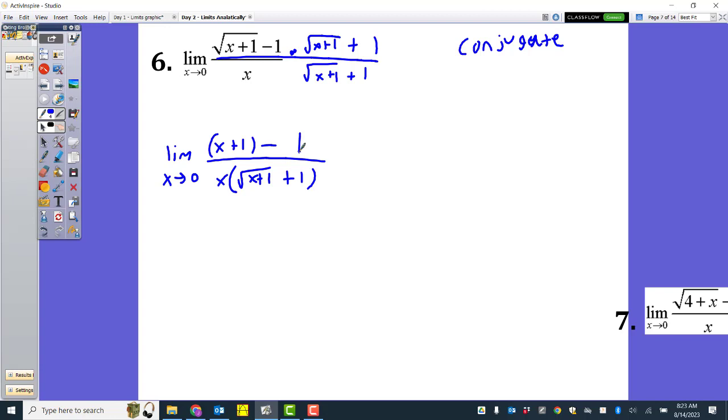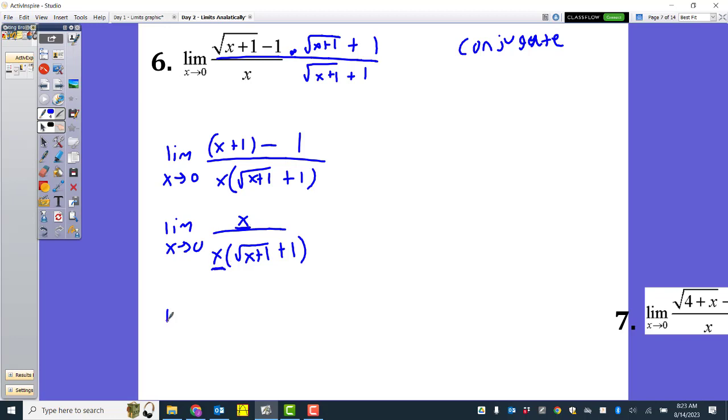Now, we still cannot plug in 0. If we visually look at this and think if we plug in 0, we still have a 0 in the denominator there. So let's simplify. Limit as x approaches 0, plus 1 minus 1 will cancel, so x on top. x times square root x plus 1 plus 1. These x's will now cancel right here.